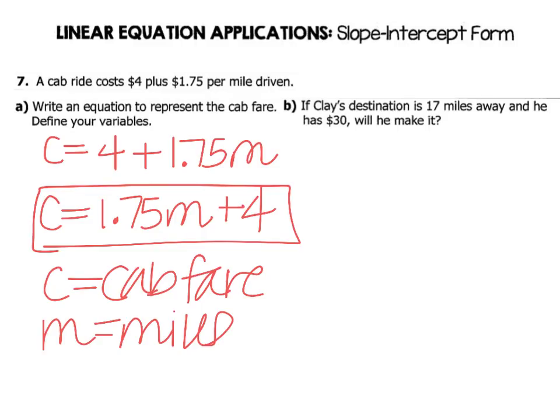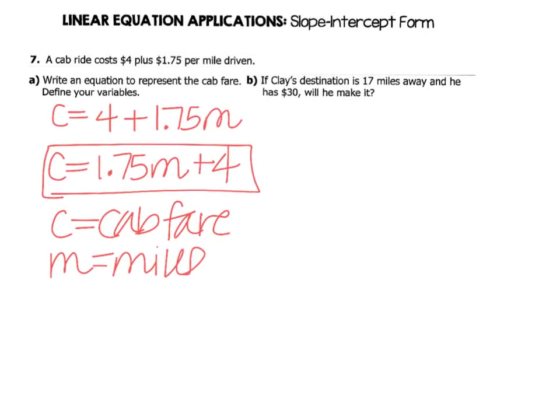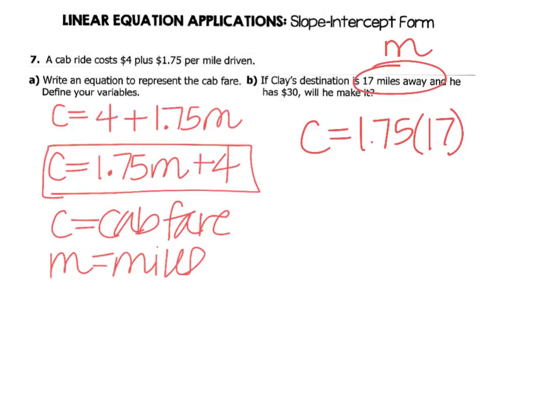Now, if Clay's destination is 17 miles away and he has $30, will he make it? So what we want to do is plug in 17 for m, and we want to see if $30 is enough. So we're going to say his cab fare. What is his cab fare going to be if he needs to travel 17 miles away? So c equals 1.75 times 17 miles plus the $4 initial fee for the cab.